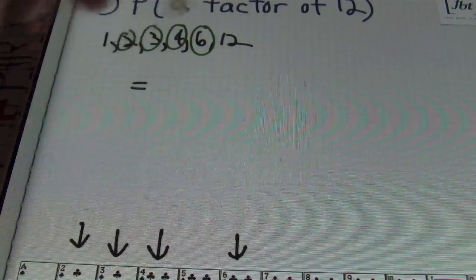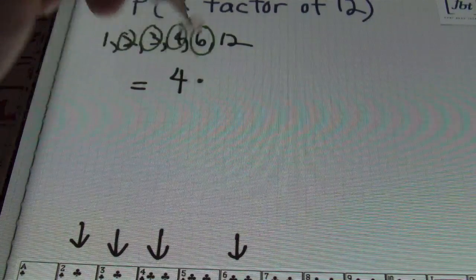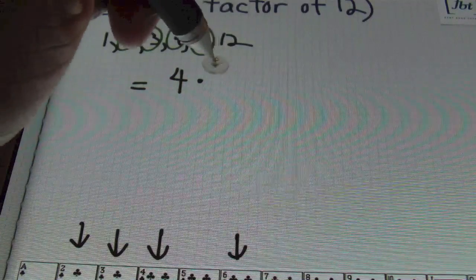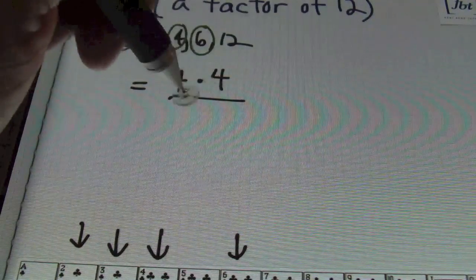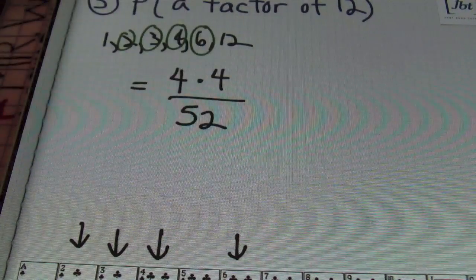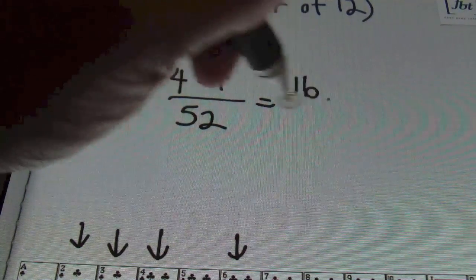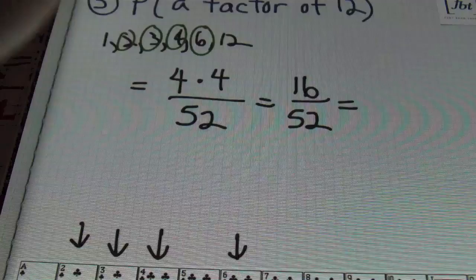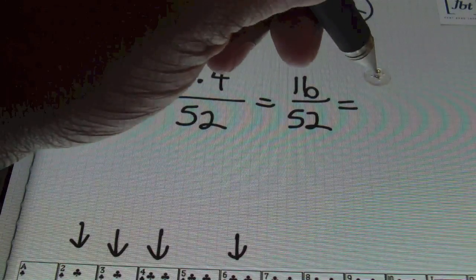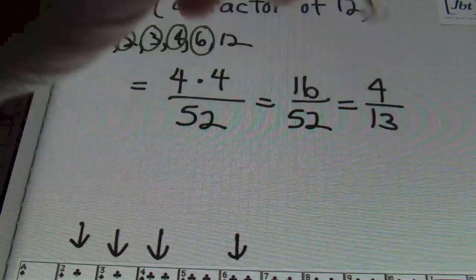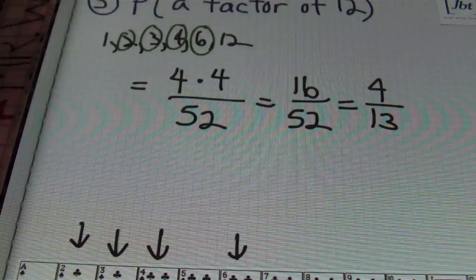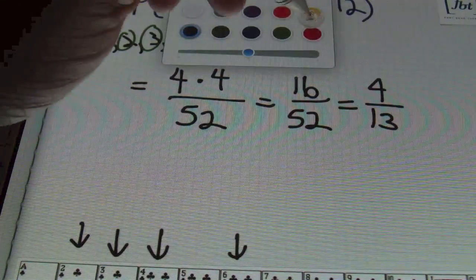So I have 4 cards that are factors of 12 in each suit, so that's why I'm going to multiply times 4, over the total number of cards in a standard deck of cards, which is 52. Then multiplying straight across, I'll end up with 16 over 52, and this simplifies to give me the following result: 4/13. Remember, 16 and 52 can be reduced by 4, so this is my answer.